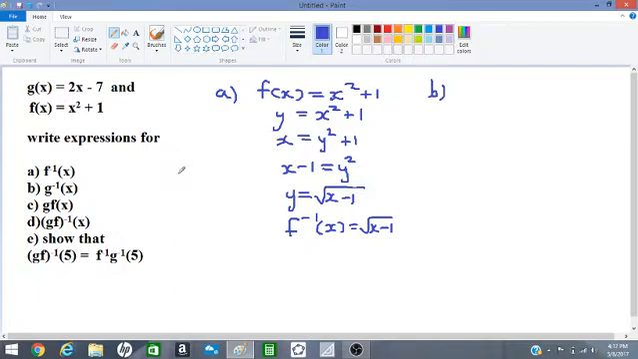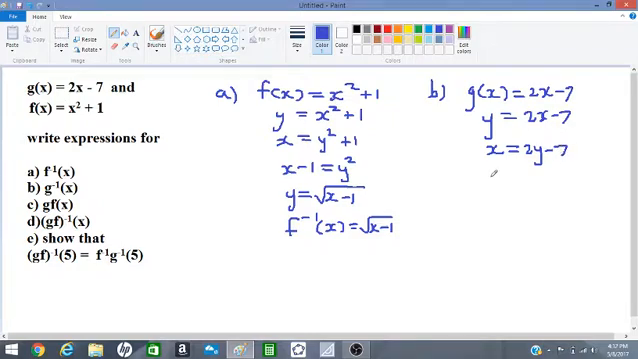So we have g inverse of x to find. So we start with g of x, 2x minus 7. We change g of x to y. We switch x and y. So now we have x is equal to 2y minus 7. We solve for y, so we add 7 to both sides. We get x plus 7 is equal to 2y.